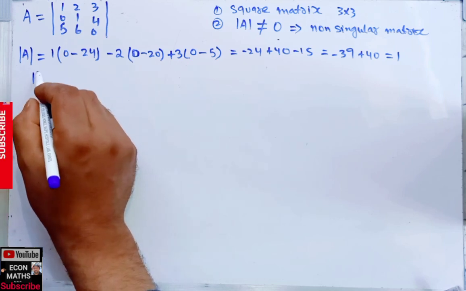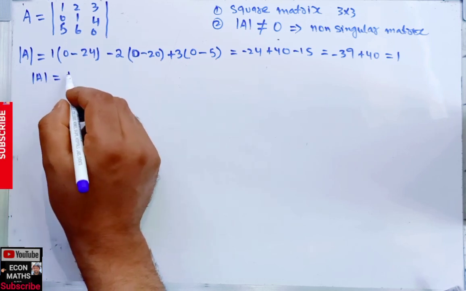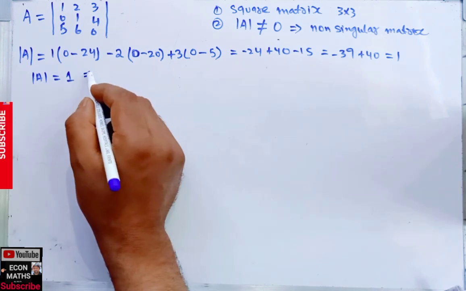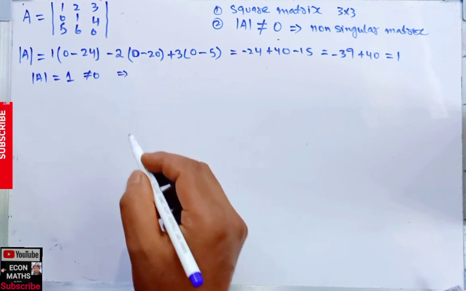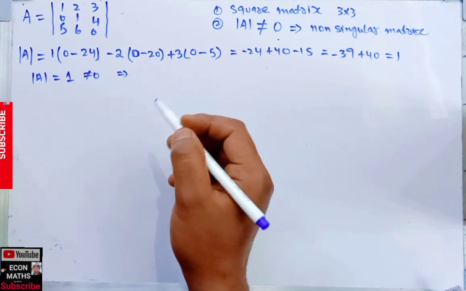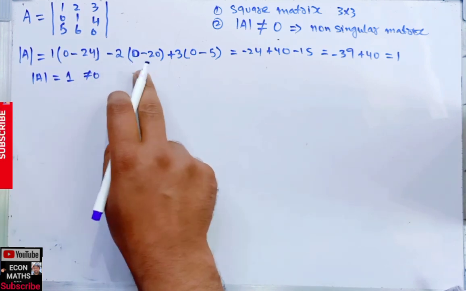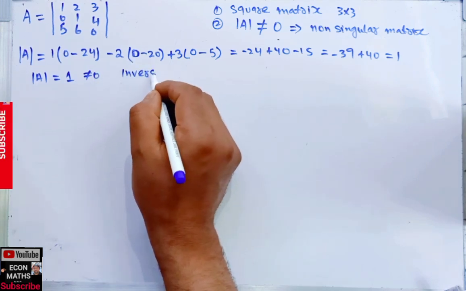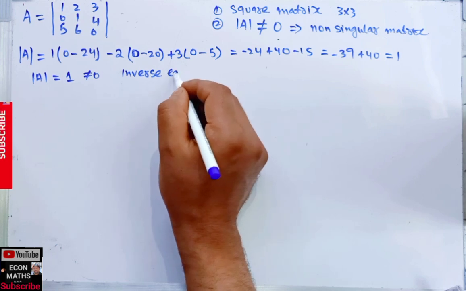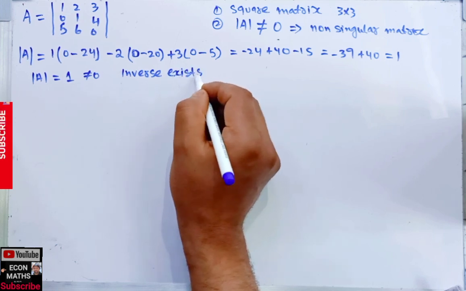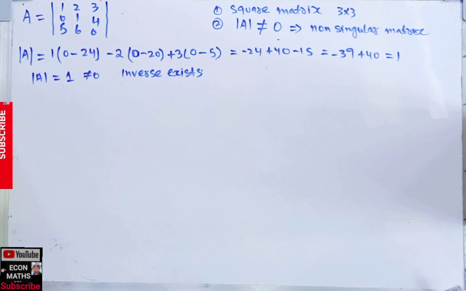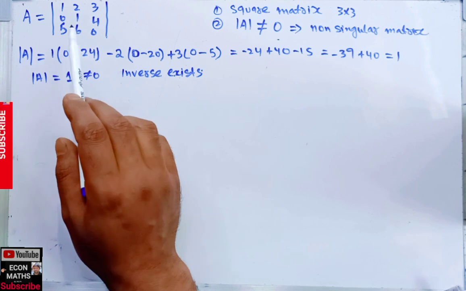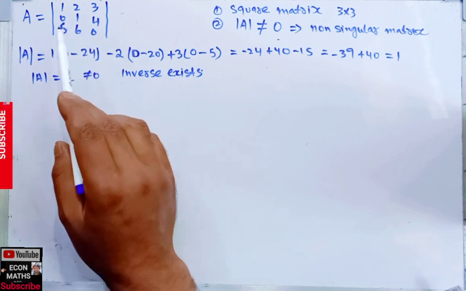Here the determinant is equal to 1, which is not equal to 0, which implies we can find the inverse. Therefore the inverse exists. Now to find the inverse, we form a cofactor matrix of this A.